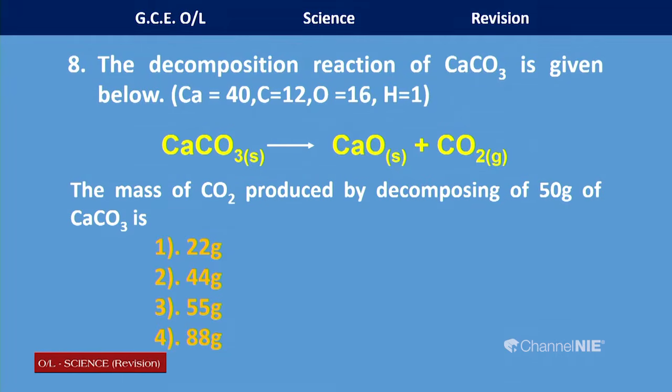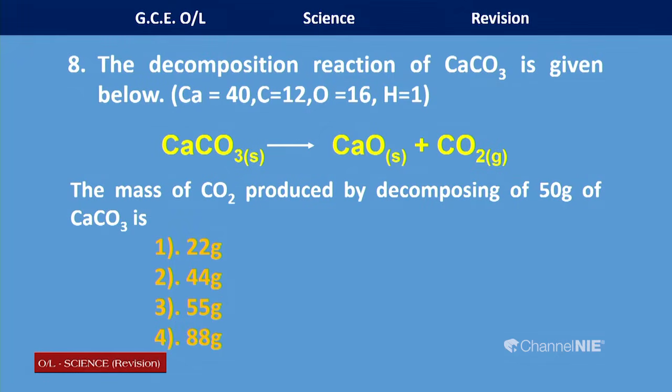Calcium carbonate is a solid. When you decompose calcium carbonate you get calcium oxide, a solid, and carbon dioxide gas. This is a thermal decomposition reaction, one of the 4 types of reaction. Calcium carbonate gets decomposed to a solid and a gas. The reaction occurs at high temperature, around 900 degrees Celsius. The question is the mass of CO2 produced by decomposing 50 grams of calcium carbonate. You heat 50 grams of calcium carbonate to decompose it completely, and the question is how many grams of CO2 are produced. CO2 is a gas, and in addition to CO2 you also get calcium oxide as a product.